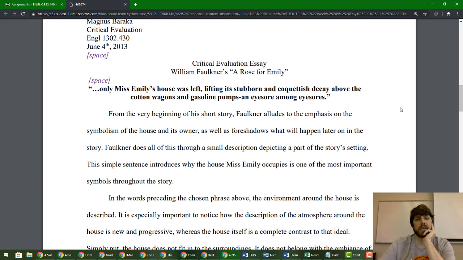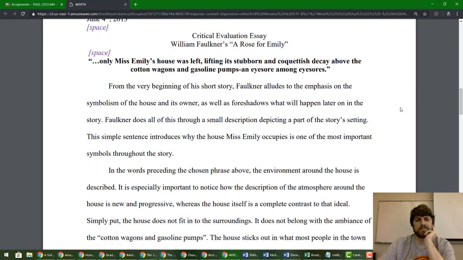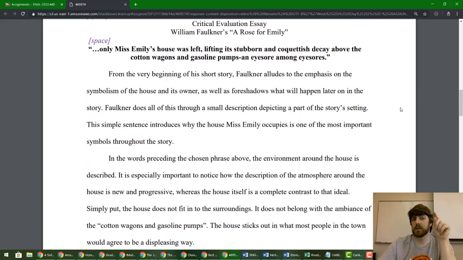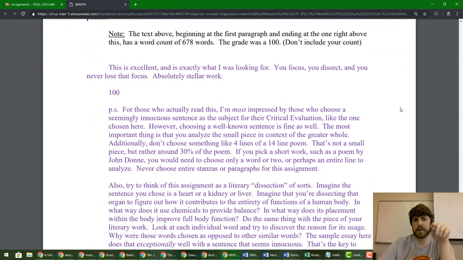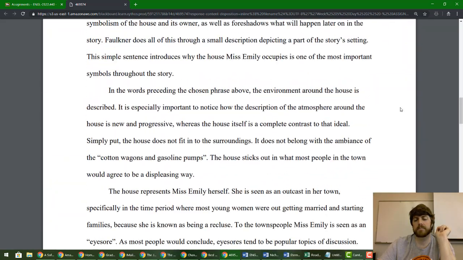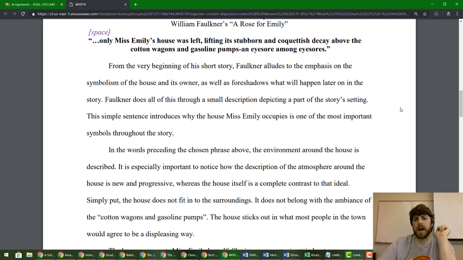I'm not sure how you're going to prove to me that this sentence is important. It just sounds like some description of setting. And so she goes on and says, and by the way, this is the only 100 I've ever used as a sample paper. You can see down here it got a 100. So I really think this is achievable by normal people.